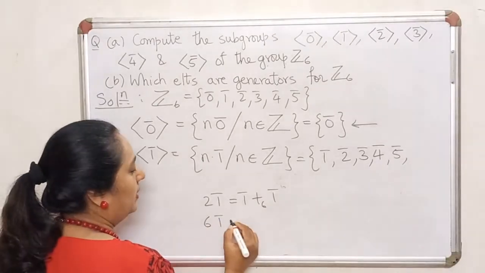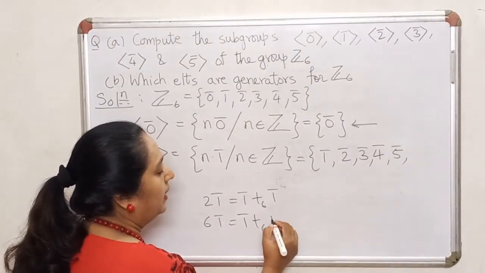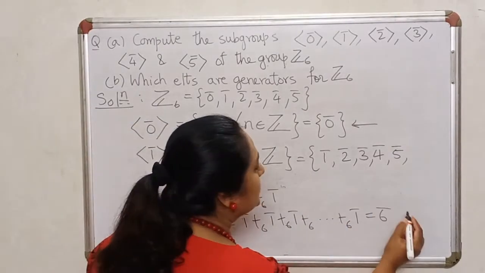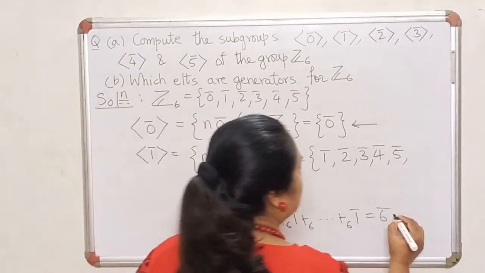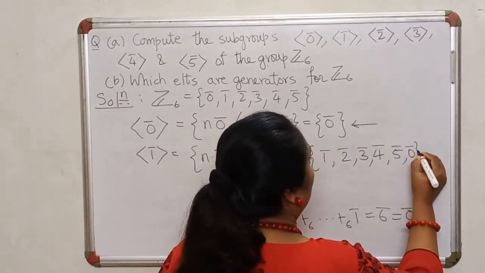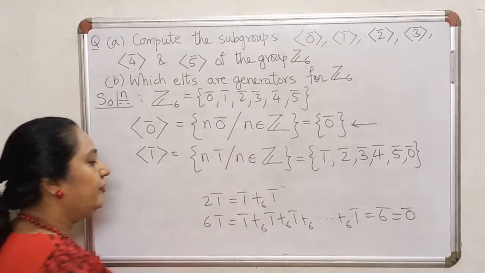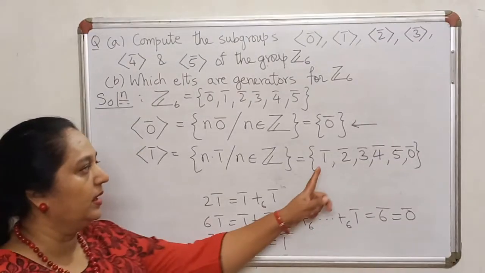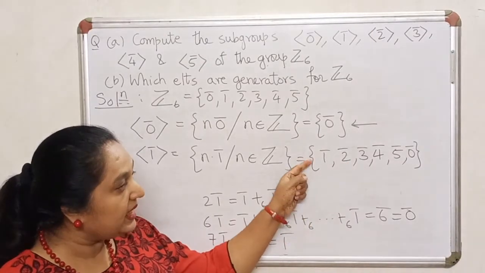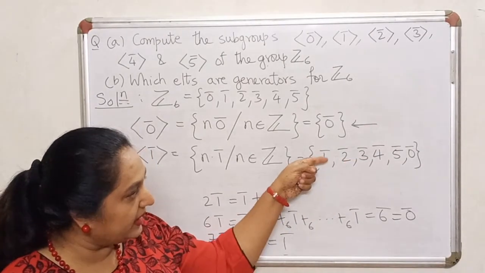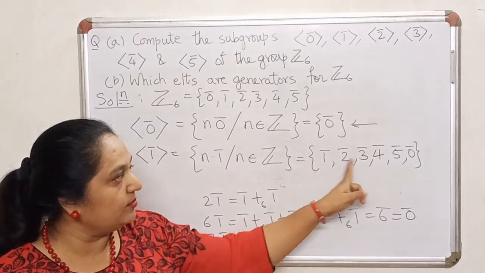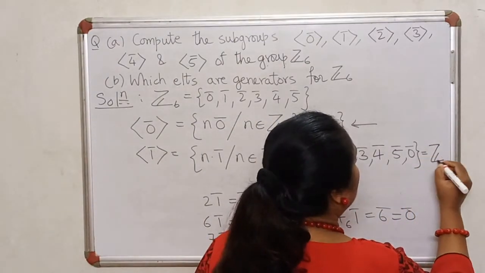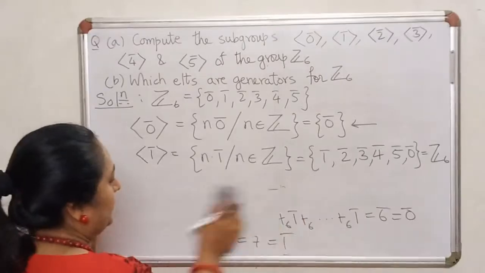And 6 times 1 bar is going to be 1 bar plus 1 bar plus 1 bar plus 1 bar, 6 times. So it will be 6 bar. But in Z6, 6 bar is the same as 0 bar. So out here it is going to be 0 bar. Then if you want, you can find out what is 7 times 1 bar. It will be 7 bar, which is the same as 1 bar. 8 times 1 bar will be 2 bar. So you will keep getting all the elements. You will keep getting the same elements again and again in the same sequence. That's why it's called a cyclic group. And notice that this subgroup is the whole of Z6.